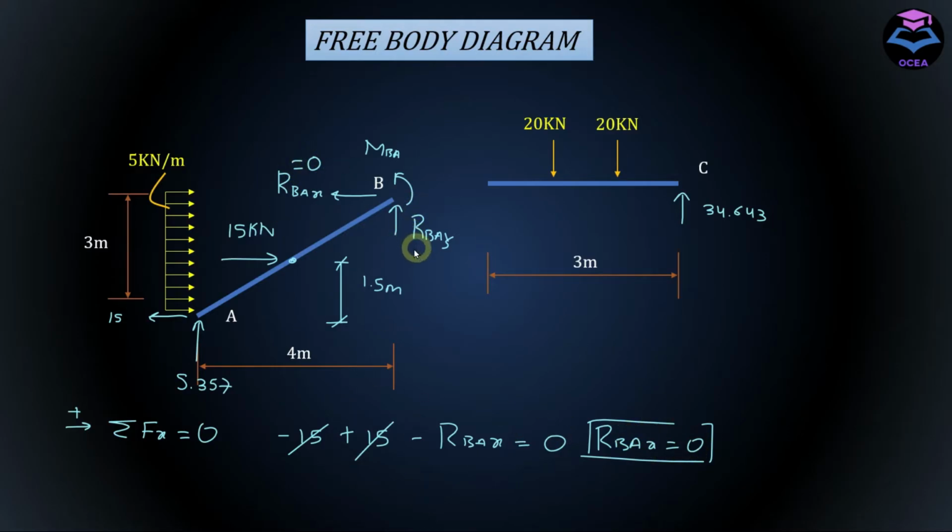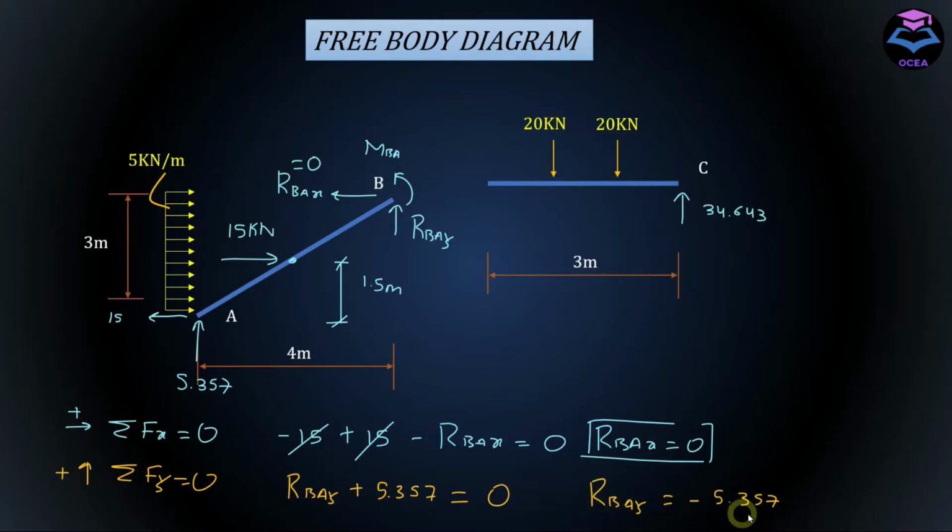And now let's try to calculate RBAY by applying summation of f of y equals to 0. Taking upward force as positive, we have this RBAY and 5.357 acting upward, hence both positive. And do we have any other force? No. RBAY from here is equal to minus 5.357. And the negative sign here indicates that the assumed direction of RBAY is incorrect. It should be going down.